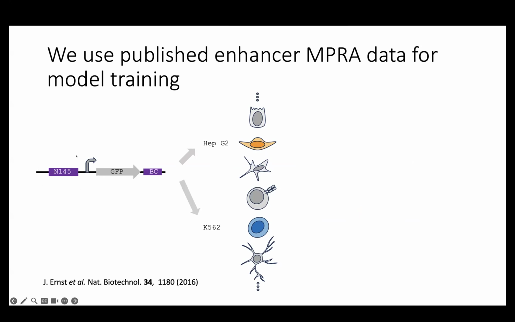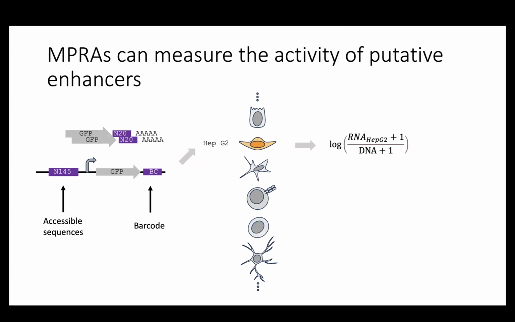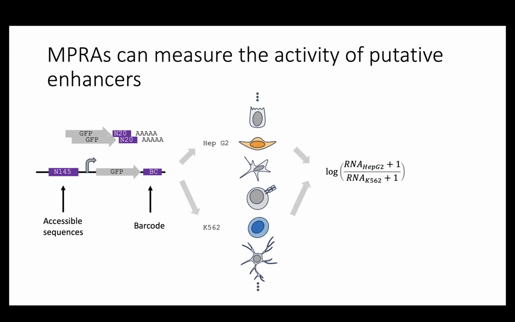And then they use this construct to drive a reporter gene, which contains a barcode. Now, each barcode, basically just a unique RNA or DNA sequence, is associated with a specific enhancer, such that we can use the abundance of this barcode as a metric for how good the enhancer is at driving gene expression, right? And we can measure that in one cell type and a different one, and we can look at the ratio of the strengths of these for each barcode to determine how good the particular enhancer is at driving cell type specific expression.